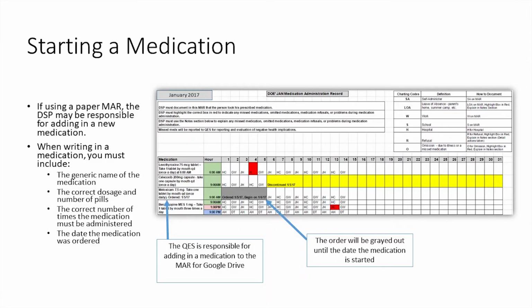Starting a medication. Looking at the slide, when writing in a medication, you must include the generic name of the medication, the correct dosage, and the number of pills, the correct number of times the medication must be administered, and the date the medication was ordered.